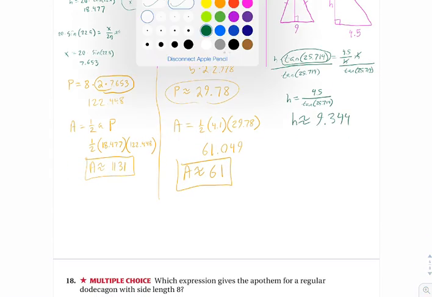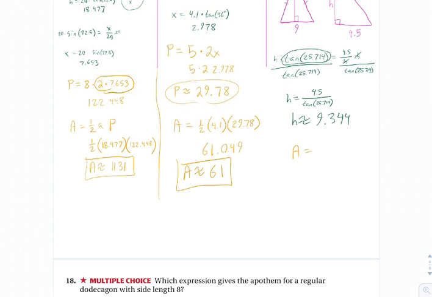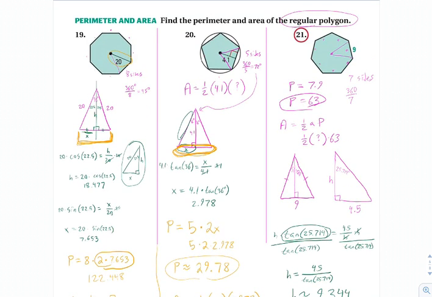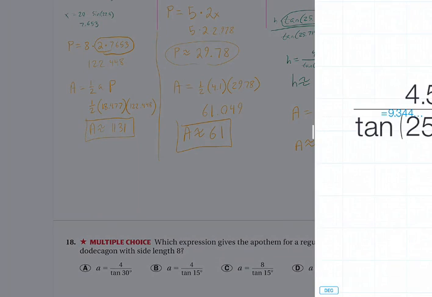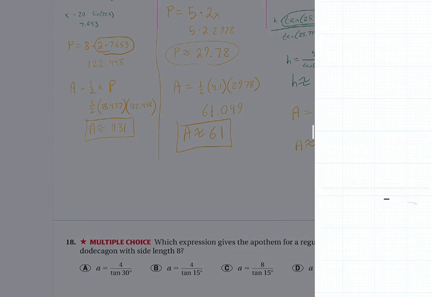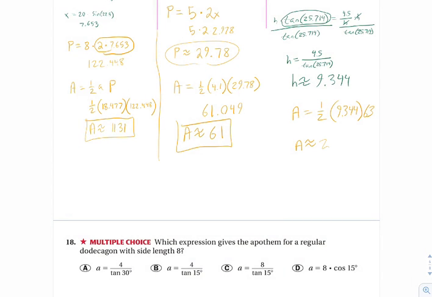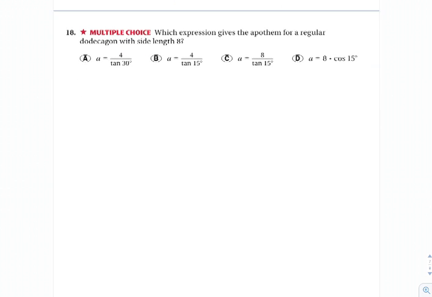So now we go back up to our formula, and we've got that the area is 1/2 my apothem, 9.344, times 63, which was the perimeter we found at the beginning. And then we get that the area is around, I'm going to round it to a nice whole number. So 1/2 times 63 times 9.344, and we get around 294. Perfect.